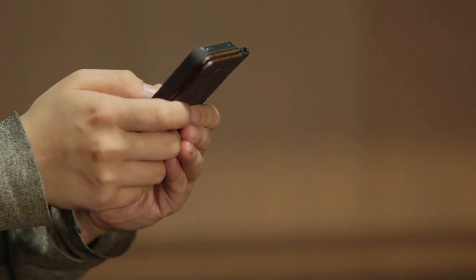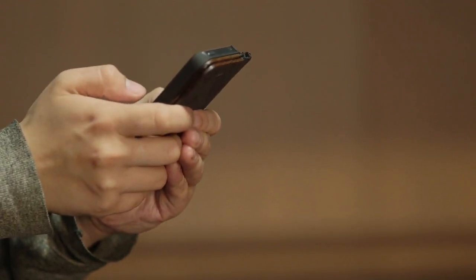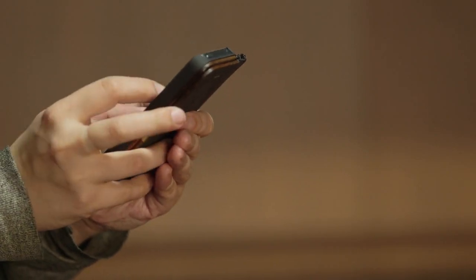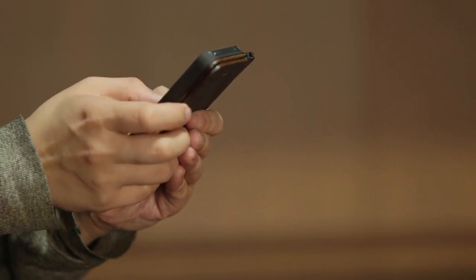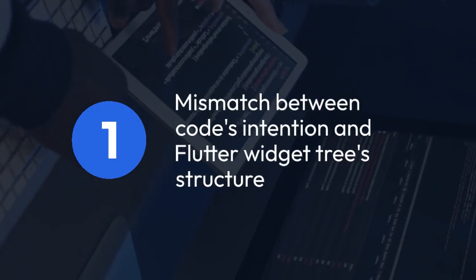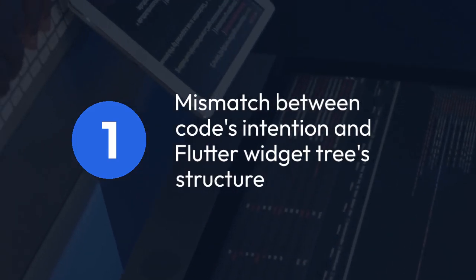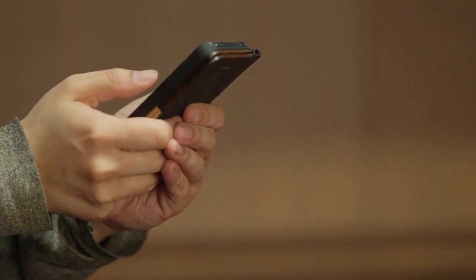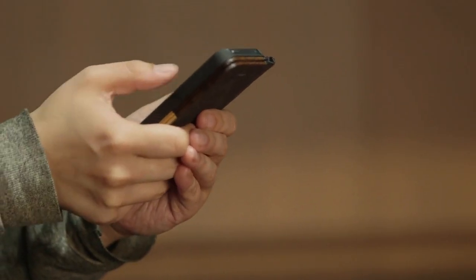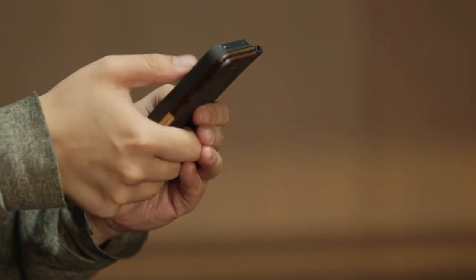A scroll controller is like a remote control for scrolling, but if there's no TV, no scroll view to control, the remote is useless. 1. The core problem is a mismatch between your code's intention and the Flutter widget tree structure. You create a scroll controller expecting it to manage scrolling, but no scrollable widget is using it. This usually happens due to simple mistakes in how you connect the controller to your scrollable widget.